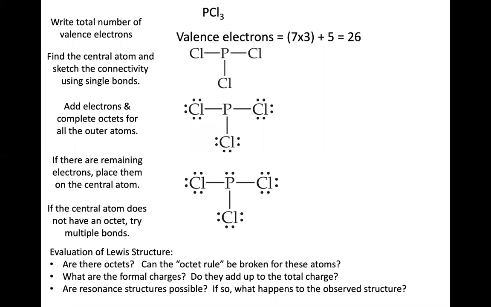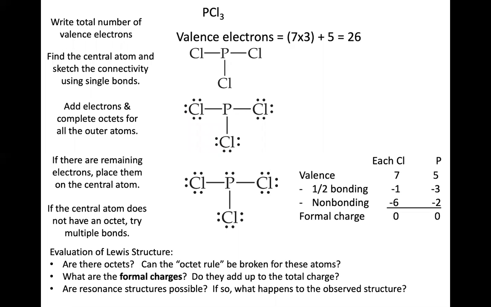What about the formal charges? This is my calculation for the formal charge. Chlorine starts out with 7 valence electrons. Each chlorine gets one of the ones that it contributed to the bond. And I see 1, 2, 3, 4, 5, 6 non-bonding around it. Each chlorine has a formal charge of 0.